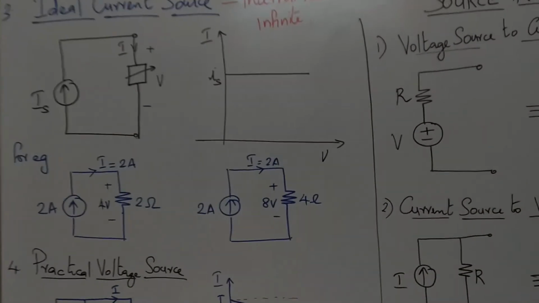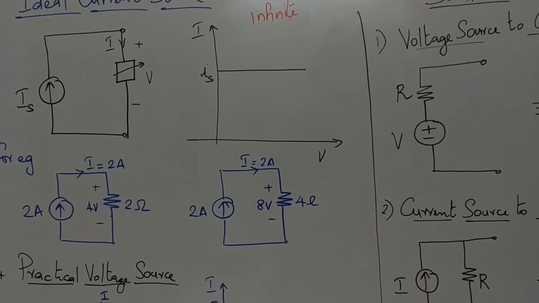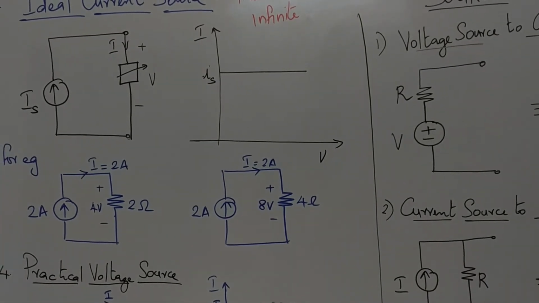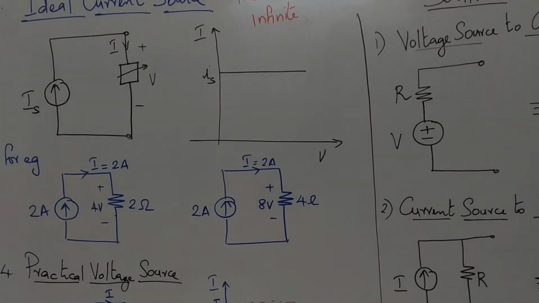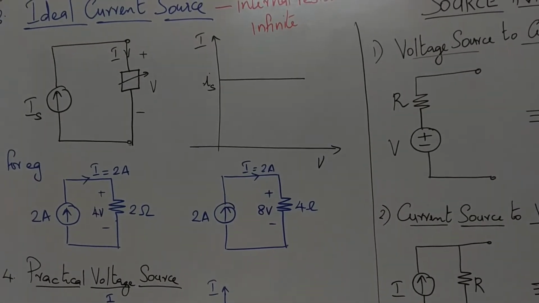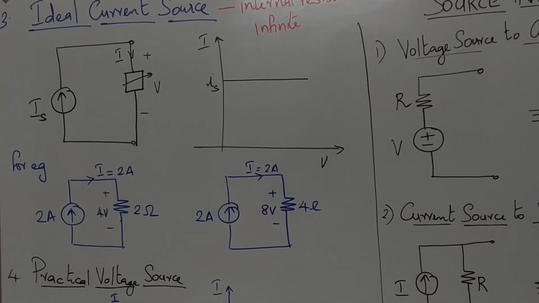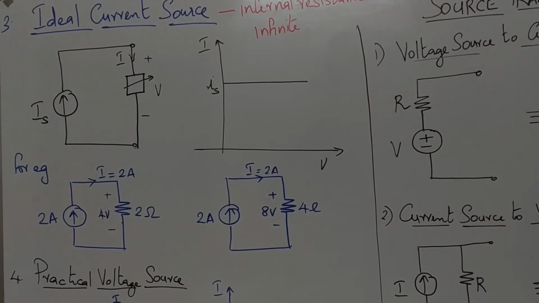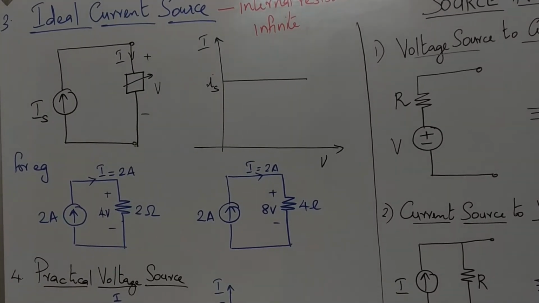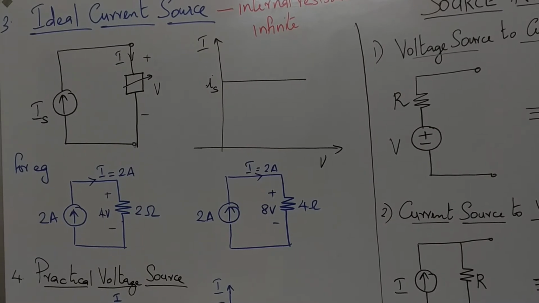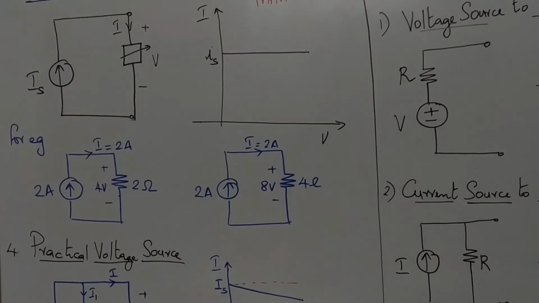So you can see here in the graph, when we plot the output current versus voltage, we'll see that the output current is always a constant Is, which is the same as the source current. That Is is capital Is. So an ideal current source will always produce a constant output current irrespective of the value of load connected to it.